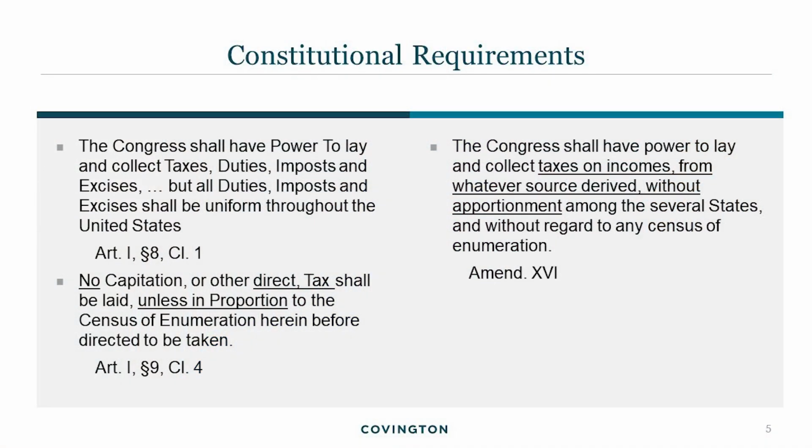Then on the other side of your screen, on the right side, we have the 16th Amendment. The 16th Amendment allows Congress to impose an income tax without apportionment. And the key language here is taxes on income from whatever source derived. And that word derived is going to be really important to this case. We can go to the next slide.